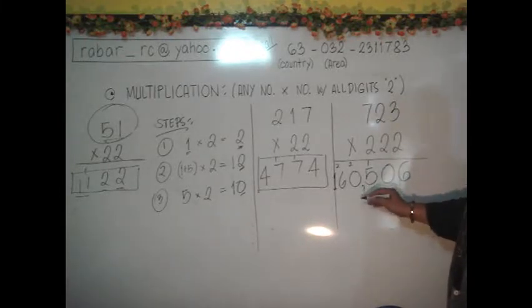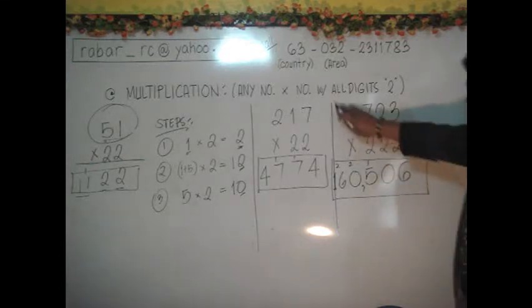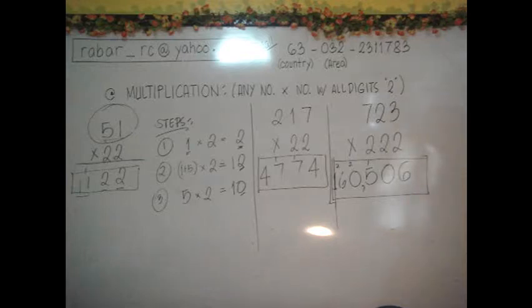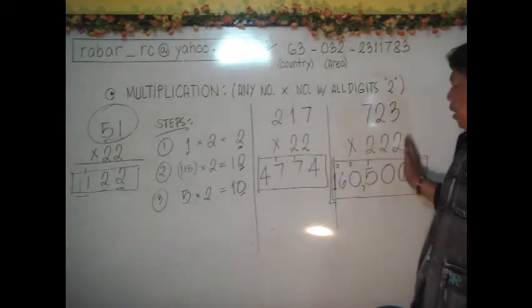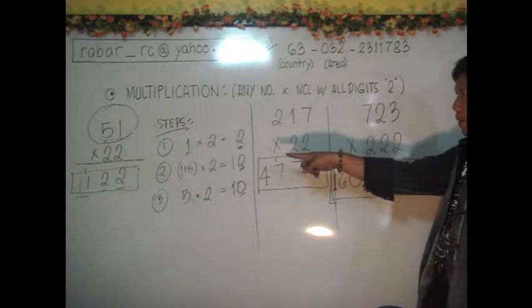The answer is 160,506. I hope you understand this multiplication of these numbers here and using those steps.